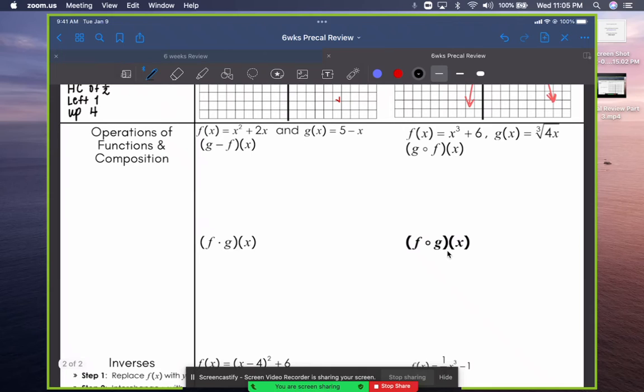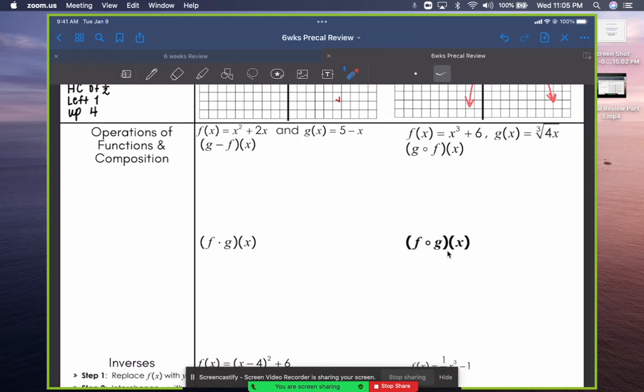Guys, I feel like this is the part that's going to take a little bit more time. So we're going to go ahead and go through this next part of the last part of our review, okay, which is going to be on operations of functions and composition and of course inverses, okay?